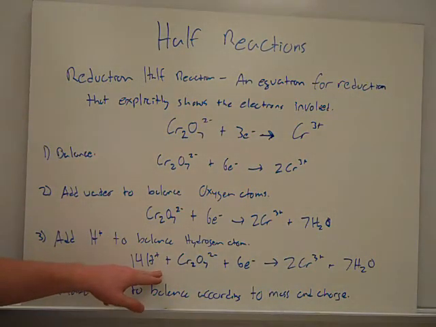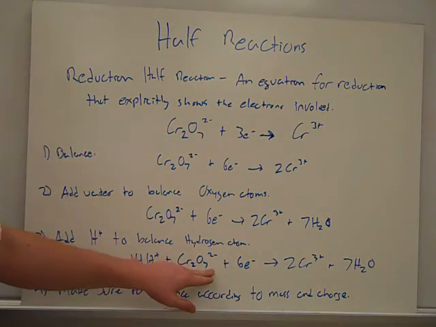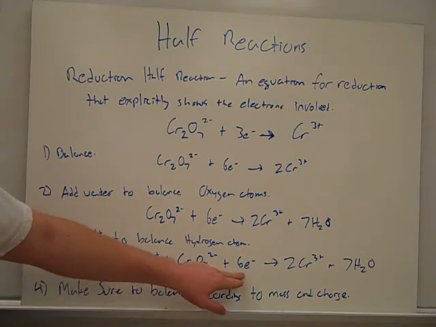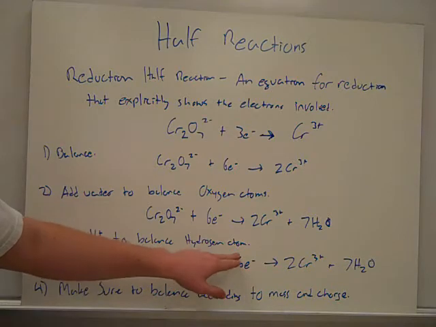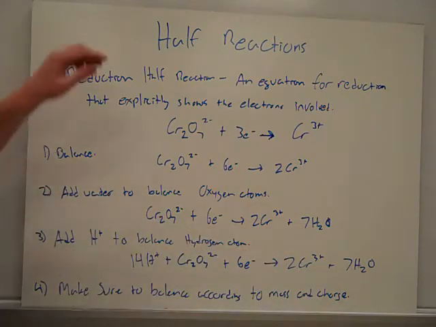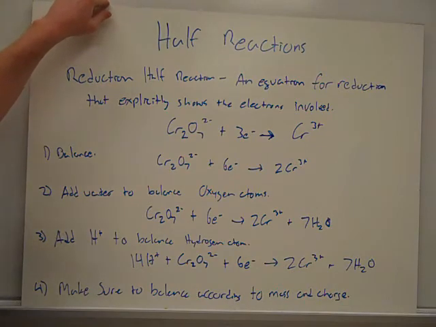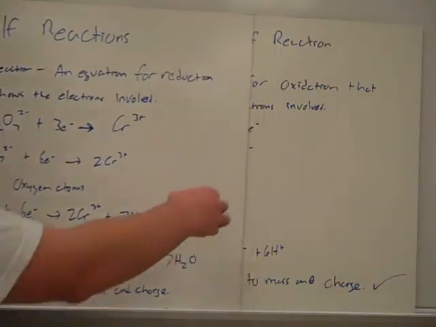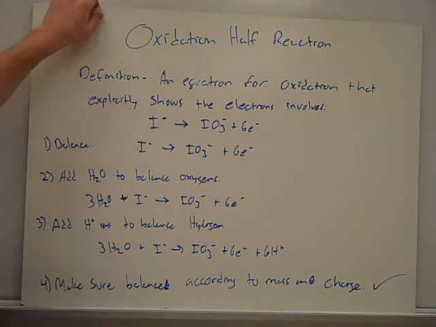You got 14 plus minus 2, that's 12 plus, minus 6 is 6 plus on this side. 2 times the 3 plus is also 6 plus. So we got it balanced according to mass and charge here. Now we look at the oxidation half reaction.